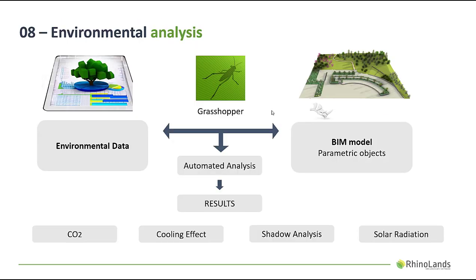And here is another use of Grasshopper, linking environmental data to a landscape model in RhinoLands and conducting environmental analysis. These are workflows that we have published and are available now. We can automatically calculate the carbon sequestration of plants after designing the project. Additionally, we calculate the cooling effect of plant shadows on the ground, conduct shadows on the floor, and assess the amount of solar radiation absorbed by plants.